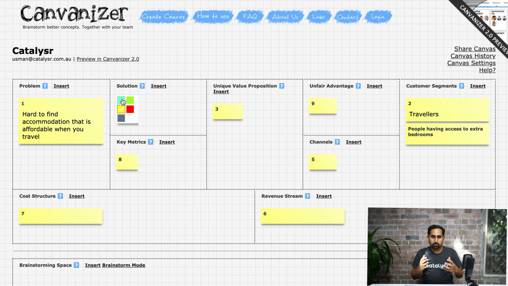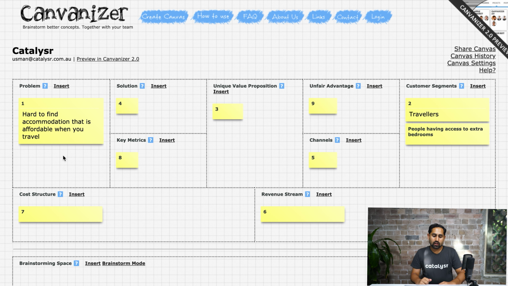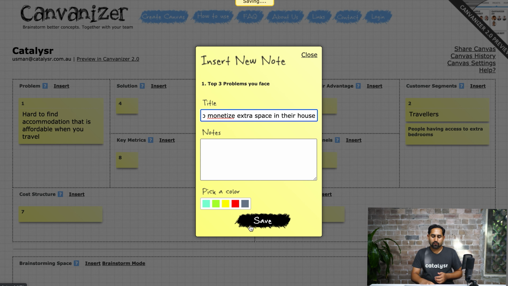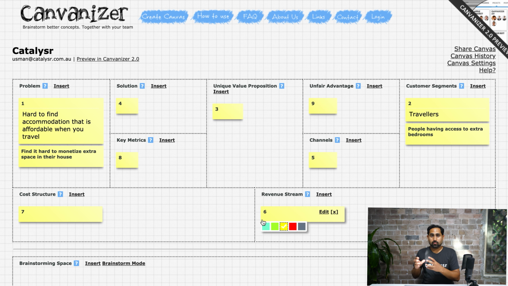And so the problem that they have is that they find it really hard to monetize those extra bedrooms or extra space in their house. And so that's where Airbnb comes in and is able to solve that problem. So as you can see, this is a good way for you to think about the problem as well as the customer segments both together, and then try and solve it in a way that is new and genuine, right? So we all know about Airbnb today, but when they started, there was no clear solution to this, and then they thought about different ways in which we can solve the problem.